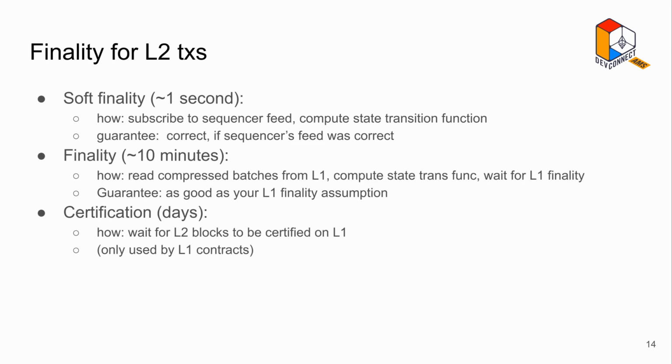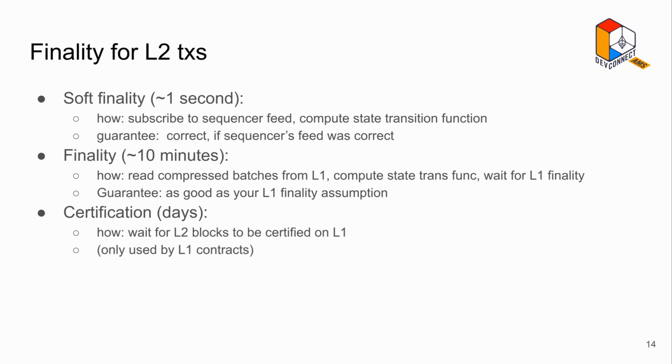Second, you have full finality. This is the point in time at which the result of your transaction is inevitable. It's known to everyone in the universe except the Ethereum chain. Why does the Ethereum chain not know it? Because the Ethereum chain can't compute along. It doesn't have the compute power to process all of these transactions. That's why we're on L2.